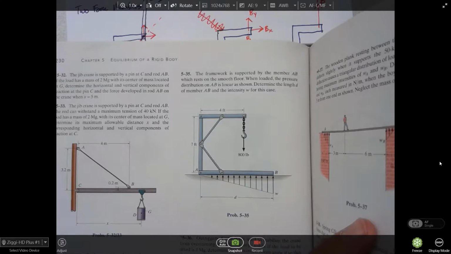So let's work on this problem. The framework is supported by the member AB, which rests on the smooth floor. When loaded, the pressure distribution on AB is linear as shown. Determine the length. It's not in your note packet.